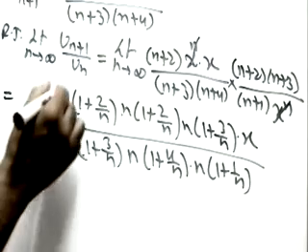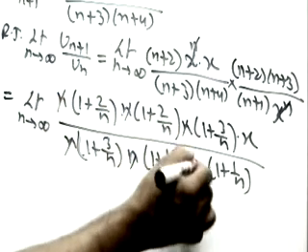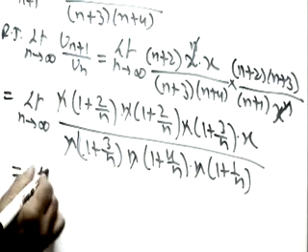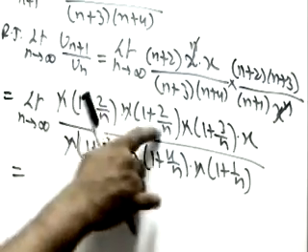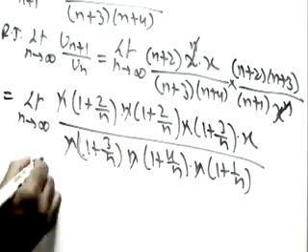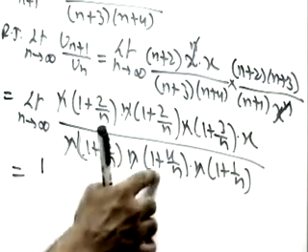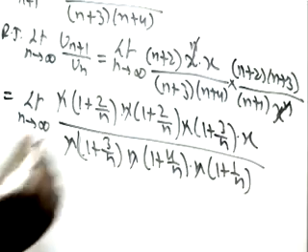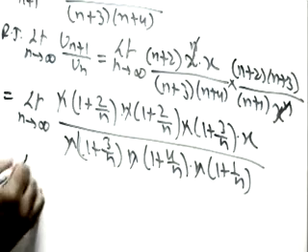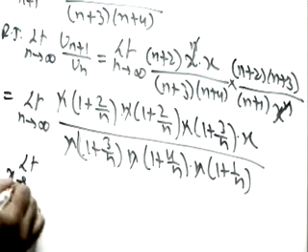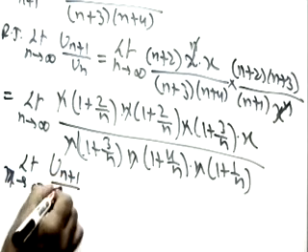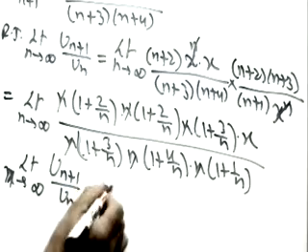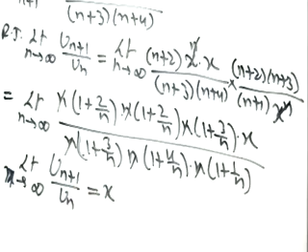Let us start doing cancellations. n will get cancelled. Now let me substitute the values of infinity. 2 by infinity is 0, and so on. So 1 into 1 into 1 is 1, into x. So we get this value as x. Therefore, limit n tends to infinity un plus 1 by un equals x.